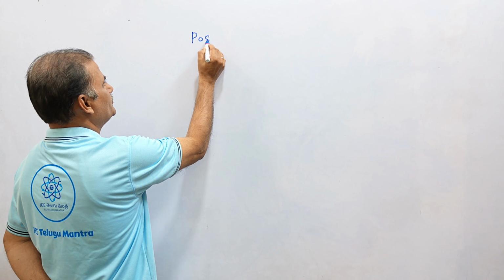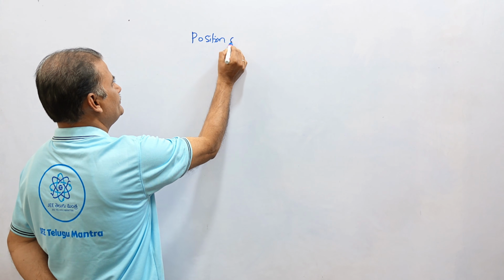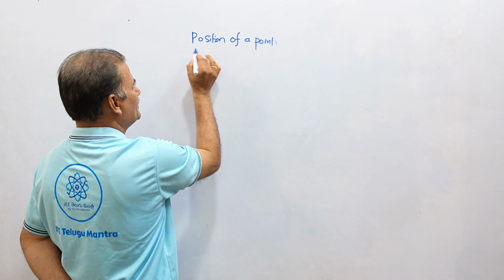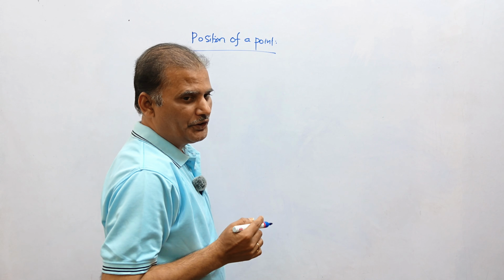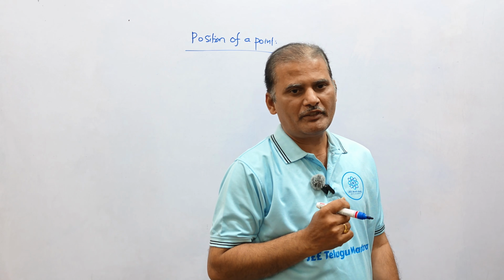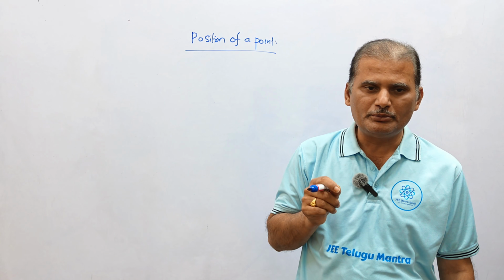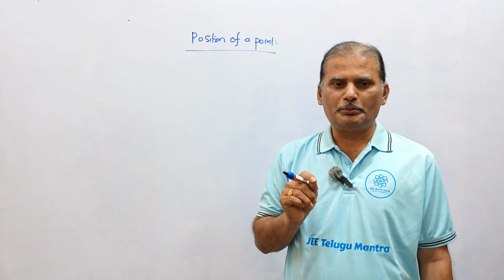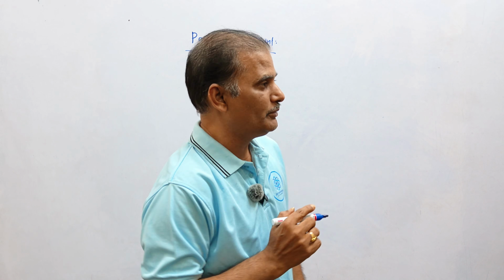See, first, the position of a point. Position of a point means, if you take one point x1 comma y1, that point may be inside, outside, or on the parabola. That represents the position of the point with respect to the parabola.